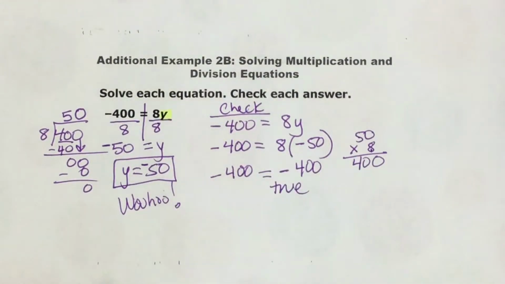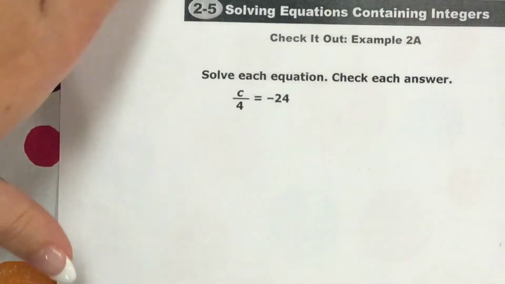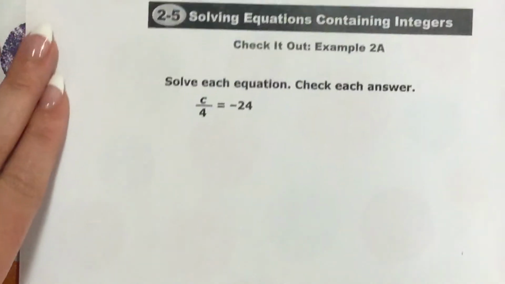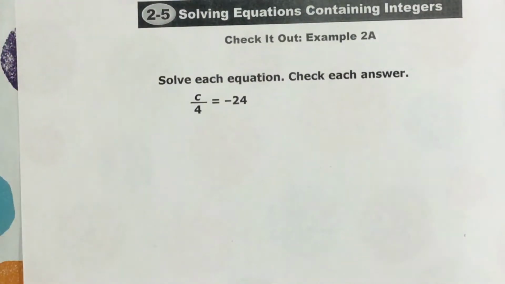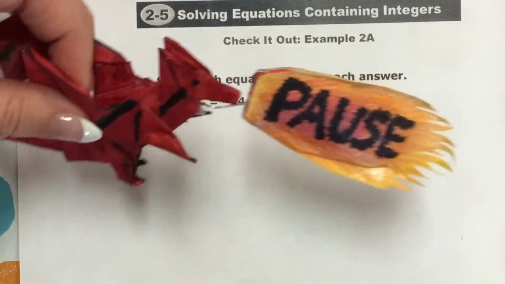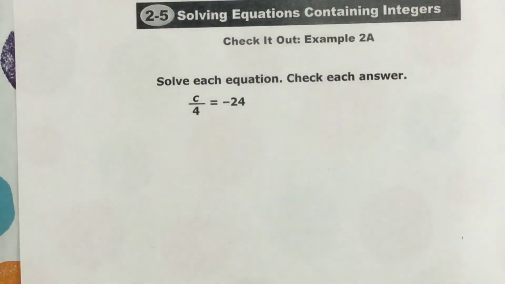Now it is your turn, ladies and gentlemen. I want you to work on Check It Out 2A and Check It Out 2B. So go ahead, pause. Where's our friend the pause dragon? Here he is. Hello, hello, hello. Okay, so make sure you pause, and when you get done solving each equation and checking it, press play and we'll go over the answers.